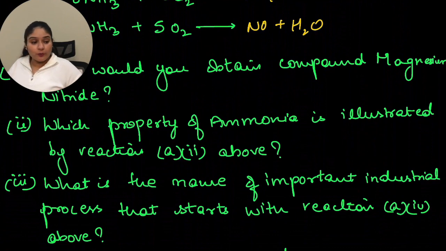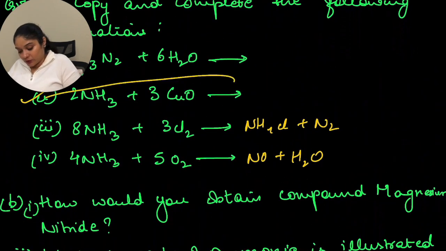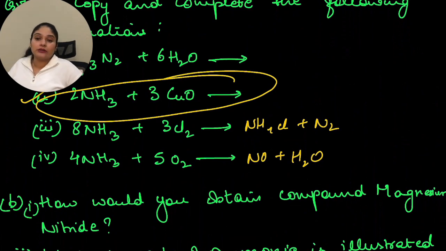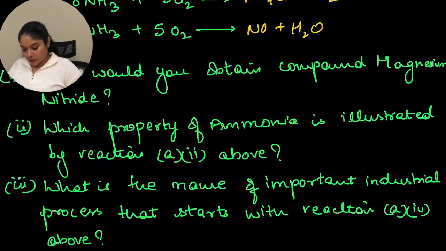Which property of ammonia is illustrated in the reaction above? So if you look at the reaction in the second part, that was CuO. If you remember, we did this as an example of the reducing agent characteristic of ammonia. So the answer for this particular case would be that the reducing property of ammonia is being shown in this particular reaction. So reducing agent.